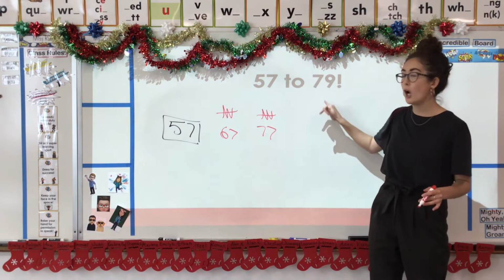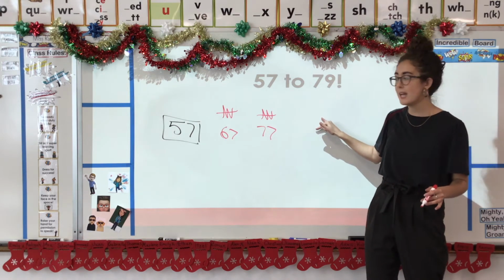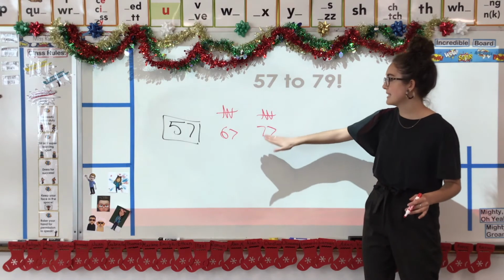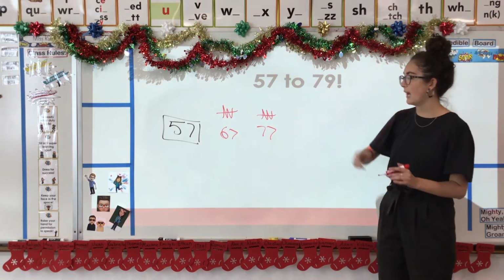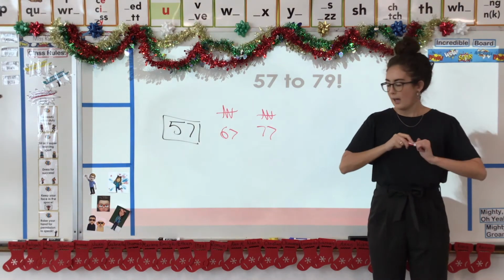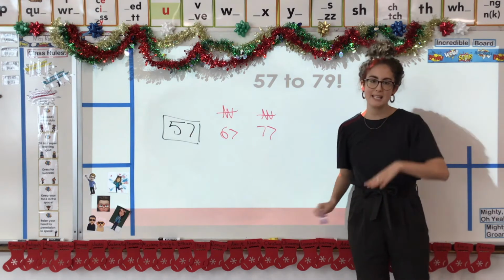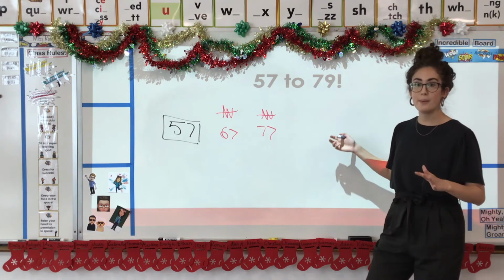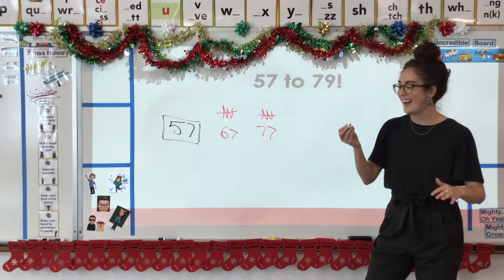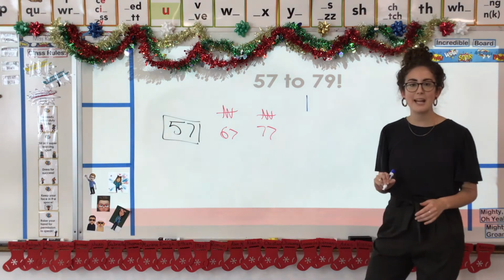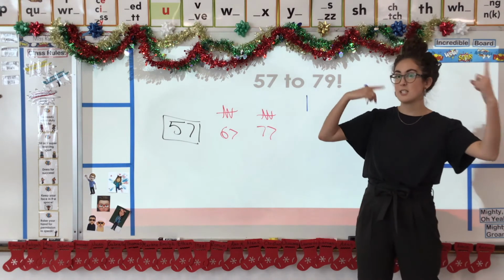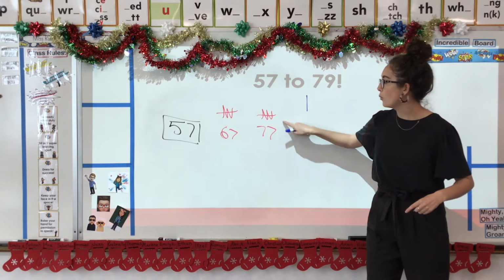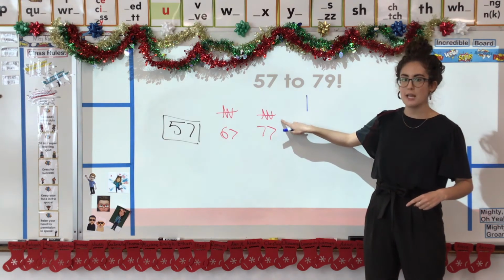So if we know we can't count another 10, what's the fastest way to get between 77 and 79? How can we get there the quickest and the straightest way? We can start counting by ones. So let's switch our mindset. The ones place is now going to change.